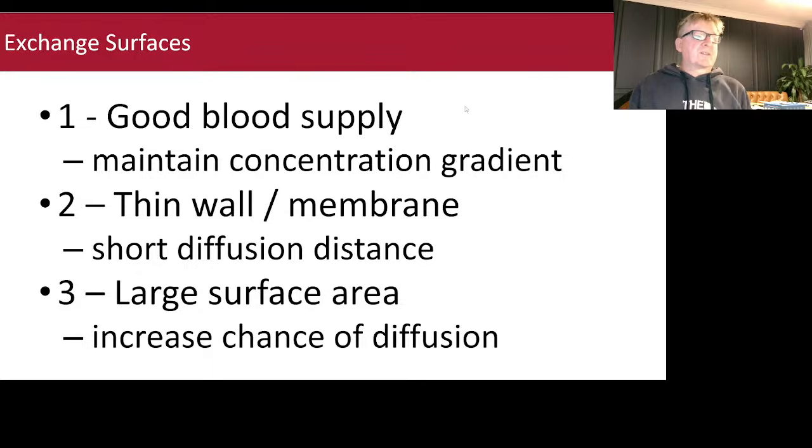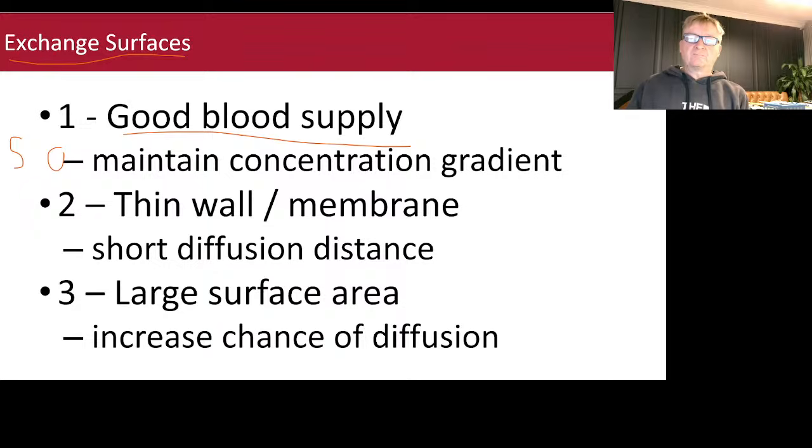So there are 3 answers, and all you've got to do is, if you see the words exchange surface in your exam, you're going to write these 3 down. The most popular ones are the villi in the small intestine, the alveoli in your lungs, and I guess the gills of the fish as well. So, exchange surface: it will have a good blood supply. Alveoli, villi, gills of fish have all got a good blood supply. You will be asked to explain, so you will say, so it can maintain a concentration gradient.